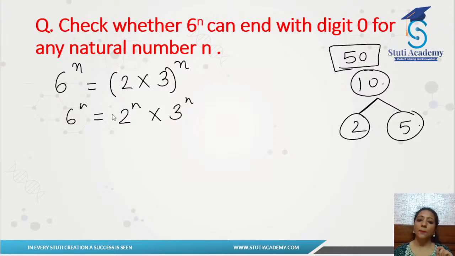So here, prime factors of 6 raised n, we have 2, but we don't have 5. We need to have 2 and 5 both. So it is not possible. It's not possible that 6 raised to the power n can end with digit 0. So not possible in this case.